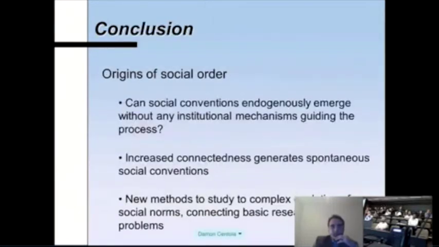So in conclusion, the question I was after at the very beginning was this question of the origins of social order, which is really, can social conventions really endogenously emerge without any of these institutional mechanisms in place to guide the social process? And I wanted to contrast this coordination perspective on the problem with the capacity for people to independently innovate. And what we found was a very clear empirical result that increased connectedness is able to spontaneously generate social conventions in a replicable and reliable way.